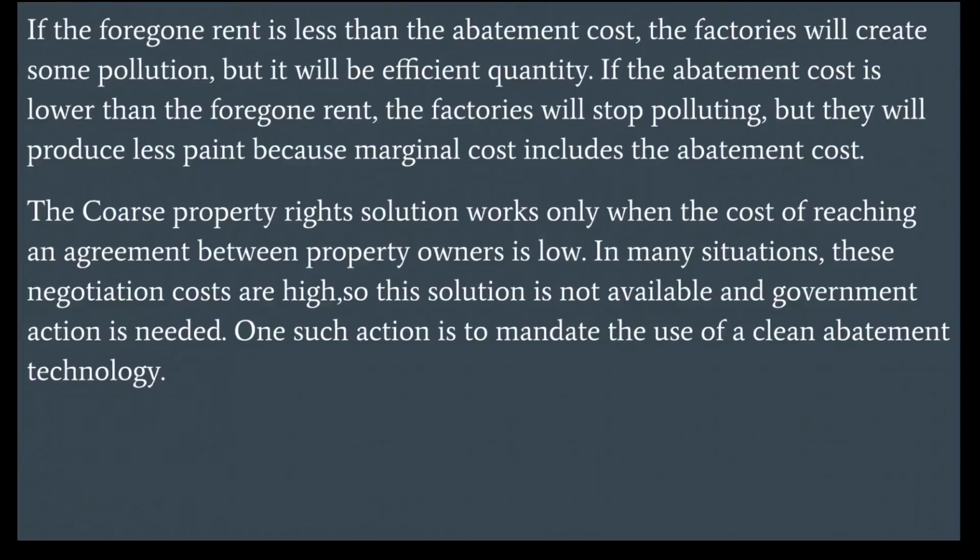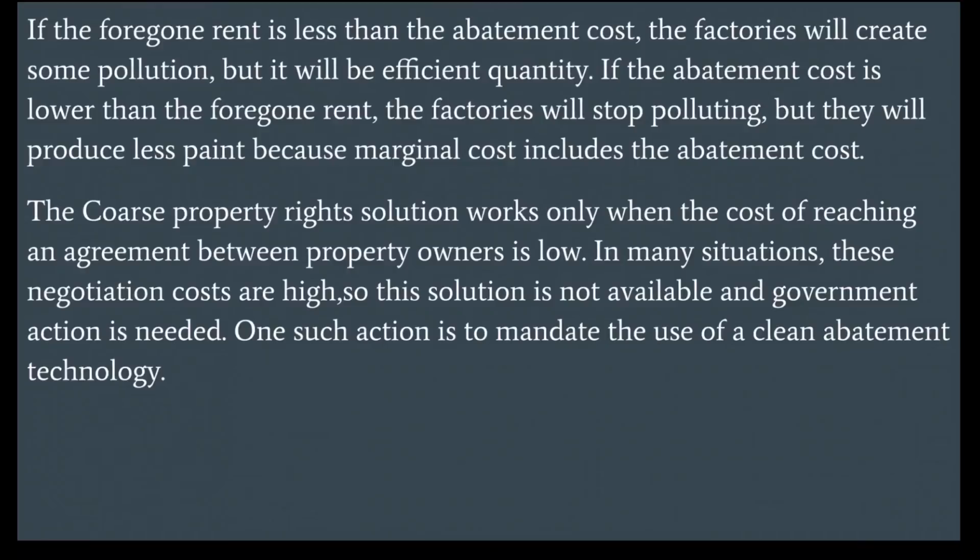If the foregone rent is less than the abatement cost, the factories will create some pollution, but it will be the efficient quantity. If the abatement cost is lower than the foregone rent, the factories will stop polluting, but they will produce less paint because marginal cost includes the abatement cost.